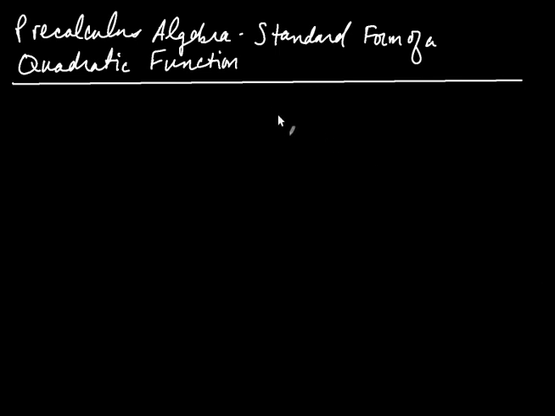Here we're going to discuss writing a parabola or a quadratic function in standard form and then getting some information from that standard form and then graphing it. So remember that a quadratic function is one where the right-hand side is a quadratic polynomial. For example, f of x, the general quadratic function, can be written as ax squared plus bx plus c. And so the right-hand side is a second degree polynomial.